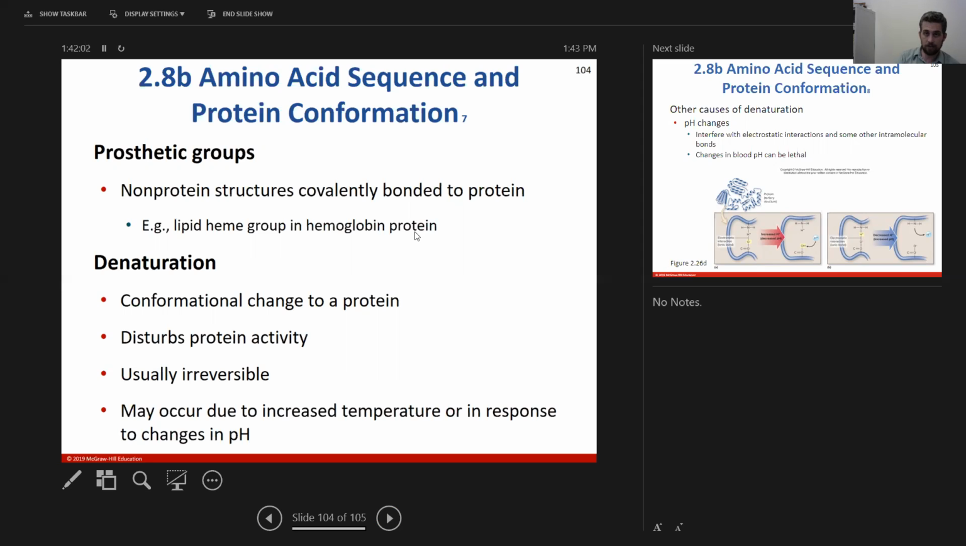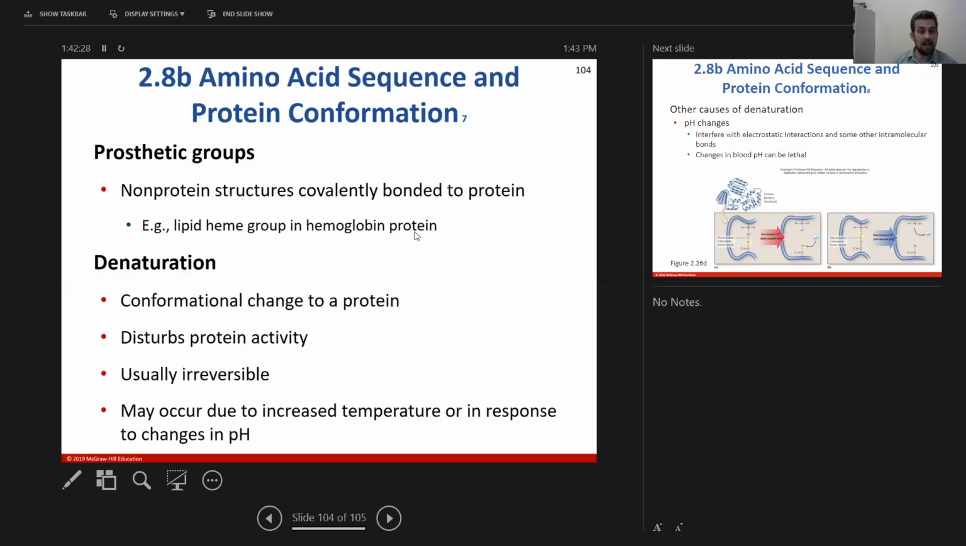Increased temperature, right? So if we heat something up, it's going to denature those proteins, which is what happens when you take an egg. You take an egg and you've got that nice sort of liquidy protein full of a lot of water. You cook it and it changes from that gel to a nice rubbery solid. That is the denaturation. It's a conformational change in the protein.